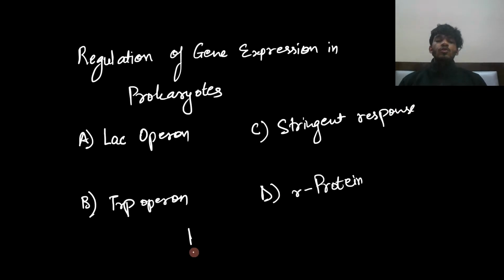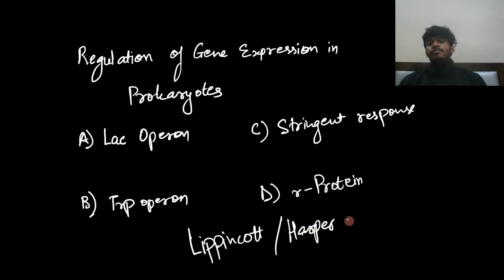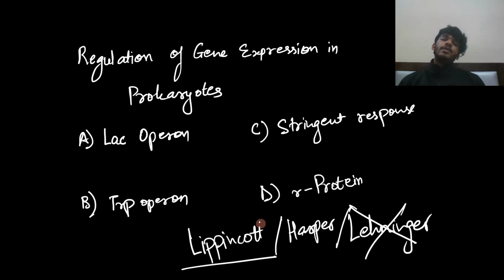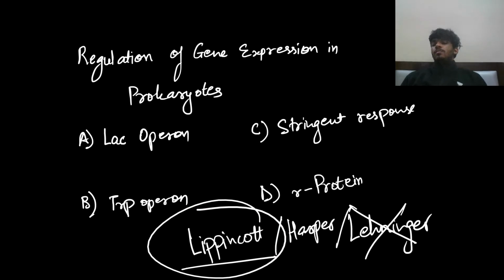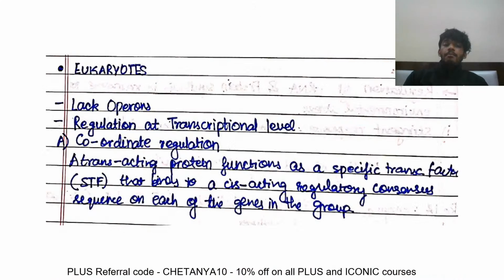Again, like I told you, the best place to read this is from Lippincott. You can also read it from Harper. The gold standard place to read it from is Lehninger, but I don't think you guys will have this much time to read it. So Lippincott is the best book to read this from. But my notes are very sufficient for your prof examinations and even for your PG entrances. There's nothing that will remain uncovered here for any topic.